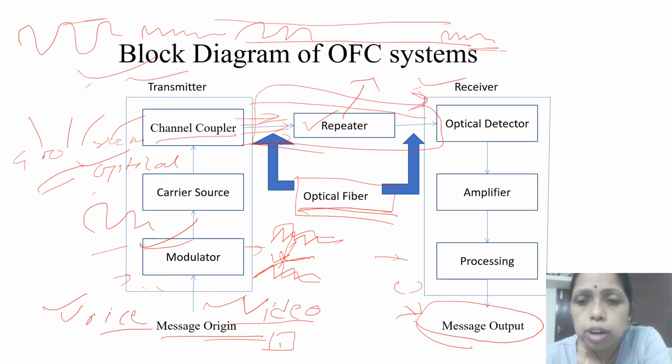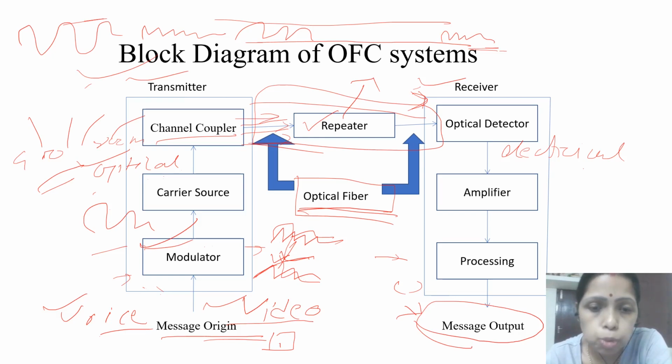Now after reaching the receiver side, the optical signal will be converted back into an electrical signal, because only from the electrical signal can you get the video or voice information at the receiver side. For example, here is one mobile phone, and a voice message is transferred to another mobile phone; the output should be the voice message only. Through the optical detector, there are various photo detectors, such as silicon photo detectors, available now. With the help of the optical detector, you can convert the optical signal into an electrical signal.